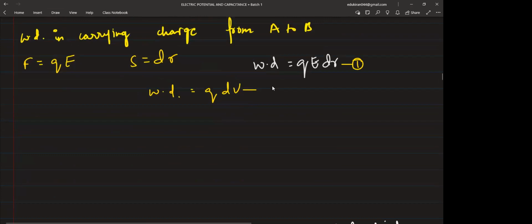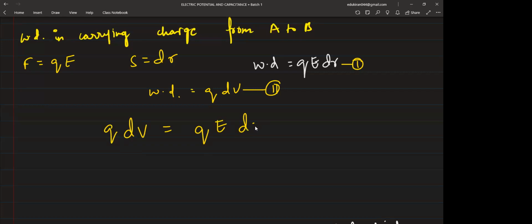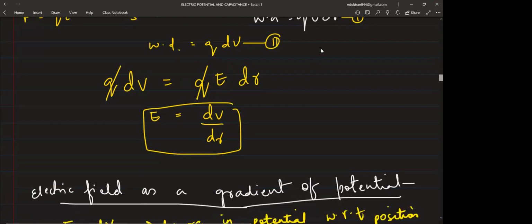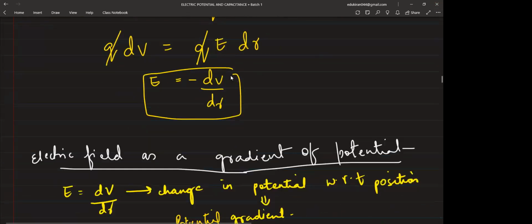This is our first equation. This is our second equation. Both are giving us the work done only. So we can equate both of these equations, right? Since they are leading to one physical quantity, we can equate them. So Q into dV is equal to Q into E into dr. Charge gets cancelled from both sides. So you have electric field which is equal to dV over dr. Now, how do we write this formula completely? We write it with a negative sign.